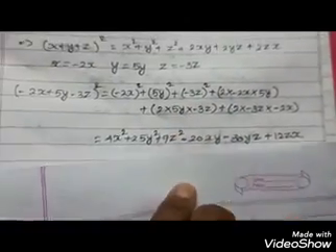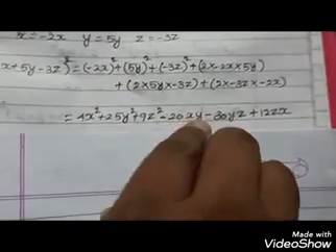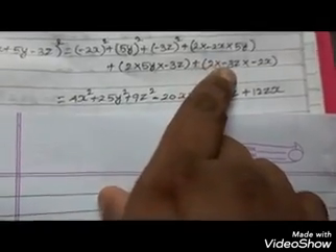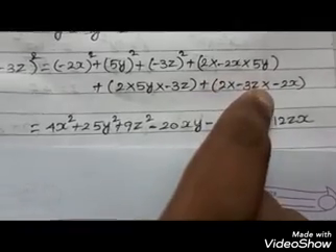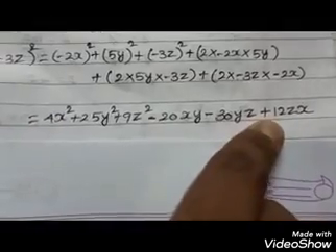2 2s are 4, 4 5s are 20. In the same way, plus into plus is plus, minus into plus is minus. 2 5s are 10, 10 3s are 30, yz. So here plus into minus is minus, but minus into minus is plus. So the whole value becomes plus. So plus into plus is plus. 2 3s are 6, 6 2s are 12, zx.